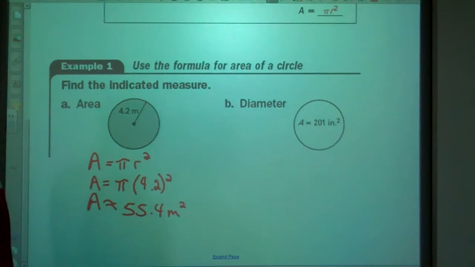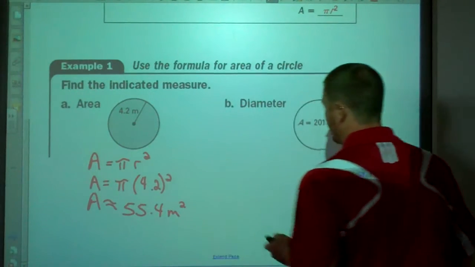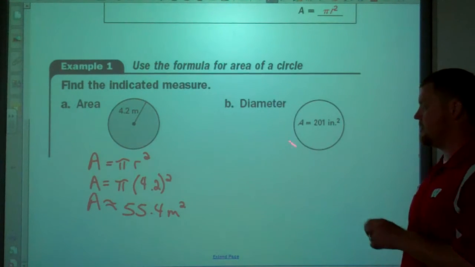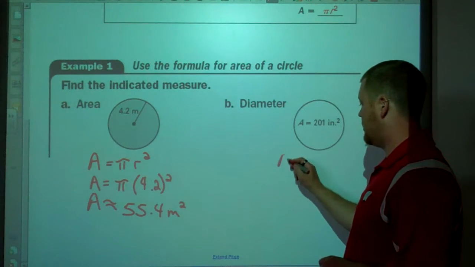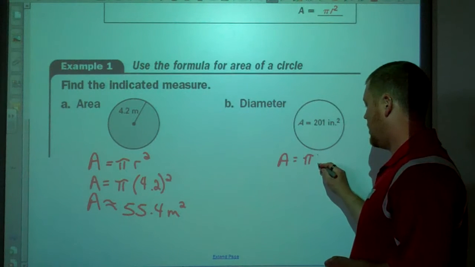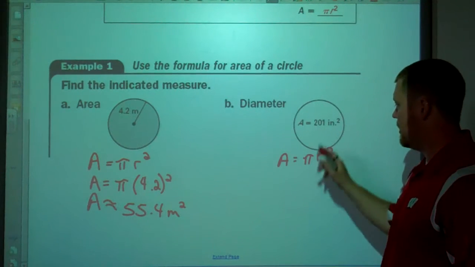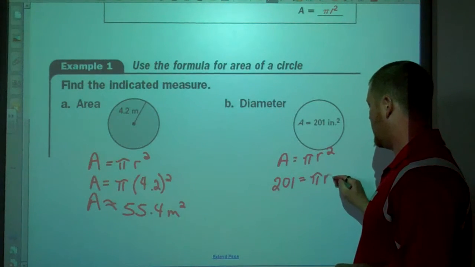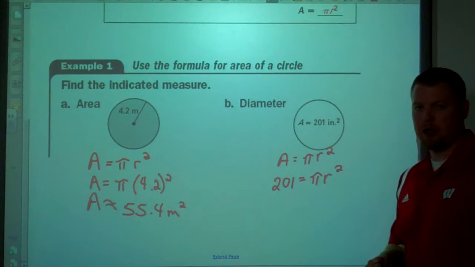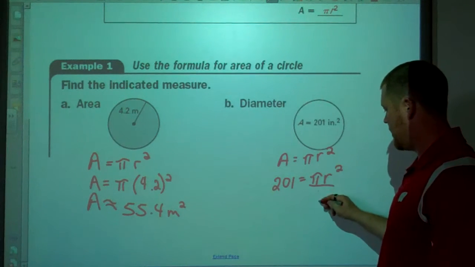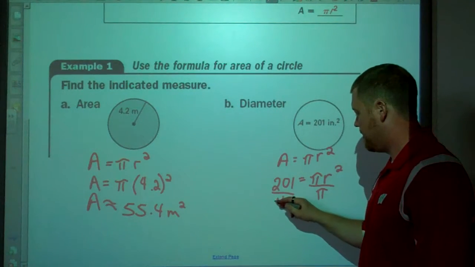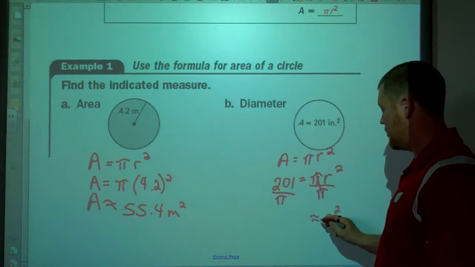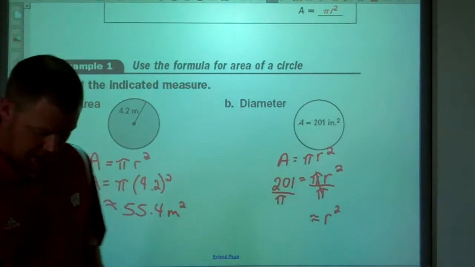Second one here, we're trying to find the diameter, and they give us the area. And we're talking about a circle. So I want to use the equation area equals pi r squared. Okay, so I got 201, that's my area, equals pi r squared. So we're solving for r here. Divide by pi, divide by pi. Those cancel, we're left with r squared, and that's about 201 divided by pi.